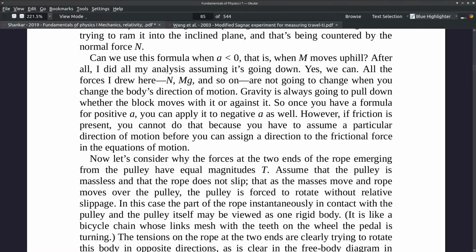Can we use this formula when A is less than 0? That is, when M moves uphill. After all, I did all my analysis assuming it's going down. Yes, we can. All the forces I drew here, N, mg, and so on, are not going to change when you change the body's direction of motion. Gravity is always going to pull down whether the block moves with or against it. So once you have a formula for positive A, you can apply it to negative A as well. However, if friction is present, you cannot do that, because you have to assume a particular direction of motion before you can assign a direction to the frictional force in the equations of motion.